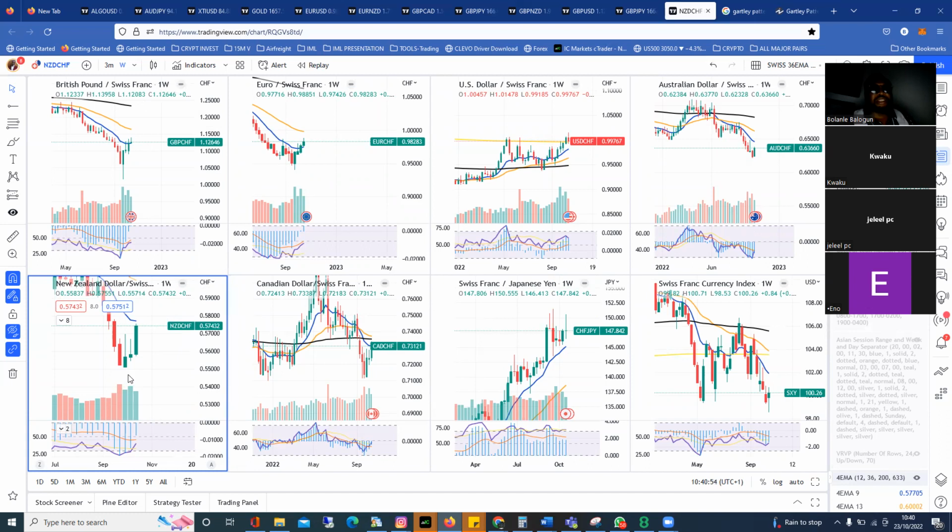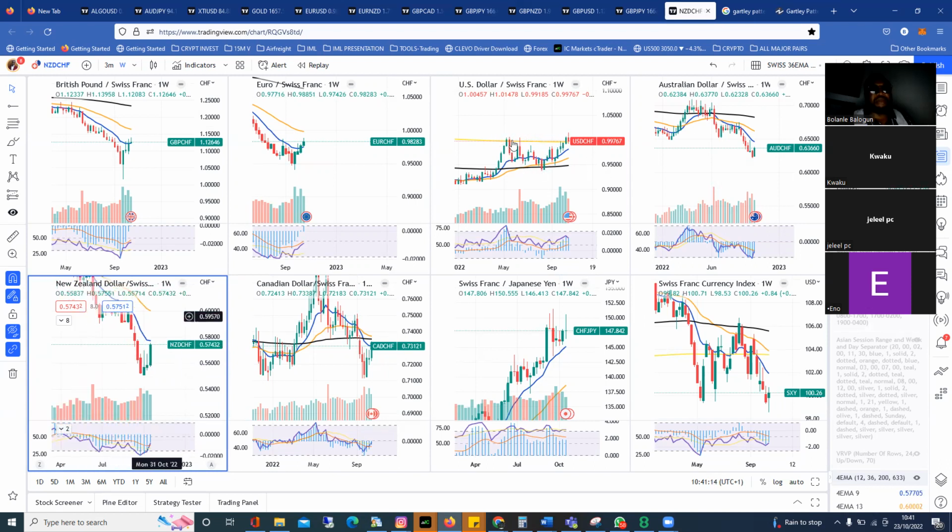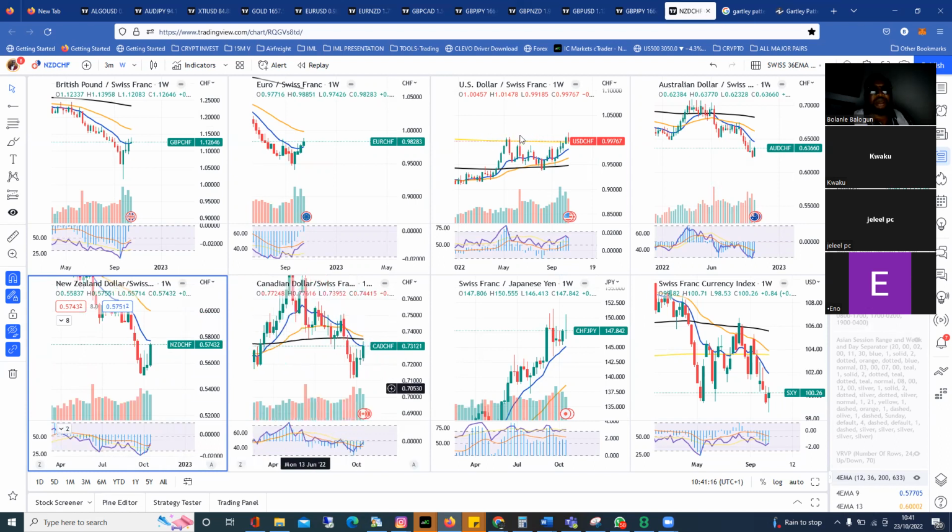So what this is telling me is if I look at the weekly chart, I can then decide whether we will have a full retracement against the trend, depending on where we are, or we will have a continuation. So I was looking at that New Zealand Swiss for a retracement anyway, and that was what happened, because we've moved far away from the 12 EMA.